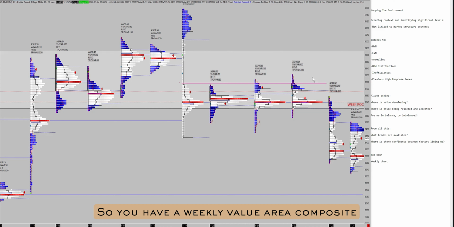So you have a weekly value area composite right here. This is a weekly value area on the weekly candle, but we're more than likely going to be forming a lower time frame daily composite on the low end of this weekly structure. So at the low end of weekly value, we're in balance. This is where value is going to be developing, but it is within a previous weekly value area.